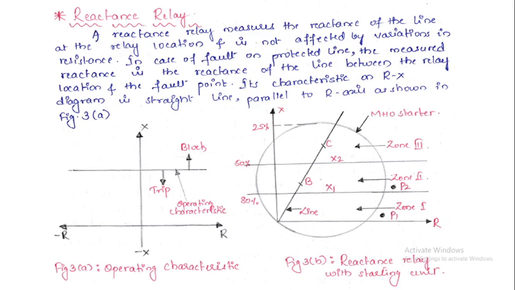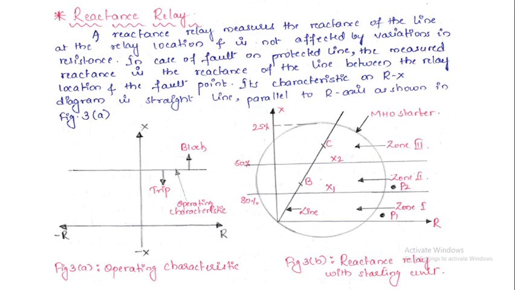What is the meaning of reactance relay? Before going for that, as we have already discussed in the previous class, that is the impedance relay. There we discussed that it is going to measure the distance between the 2 points, that is the point where exactly the relay has been located and the point where the fault has occurred. Between these two points, it is going to measure the impedance of the line.